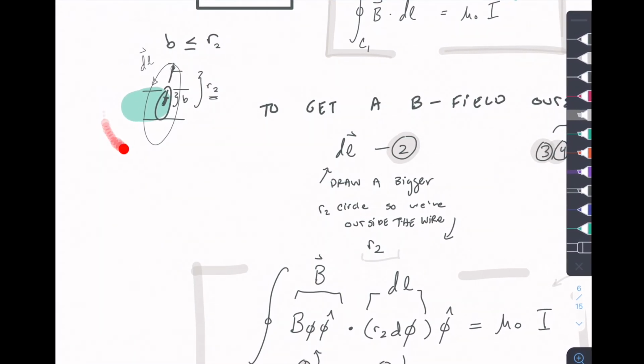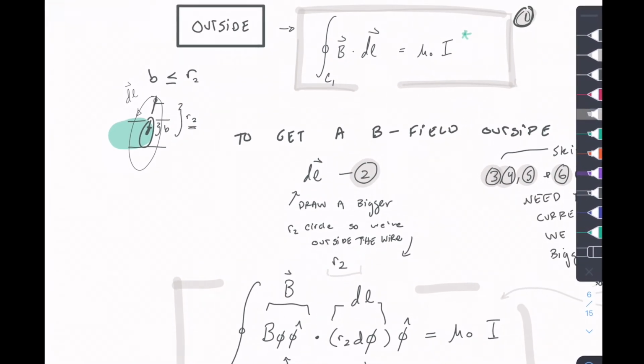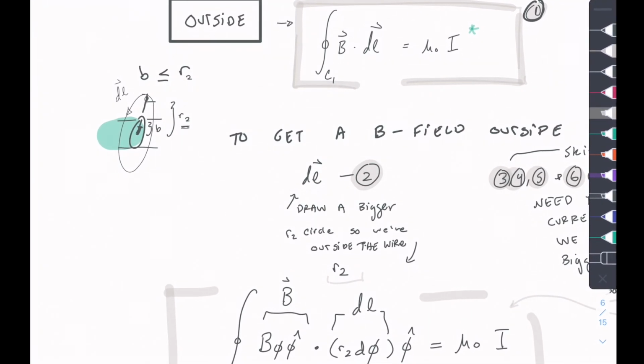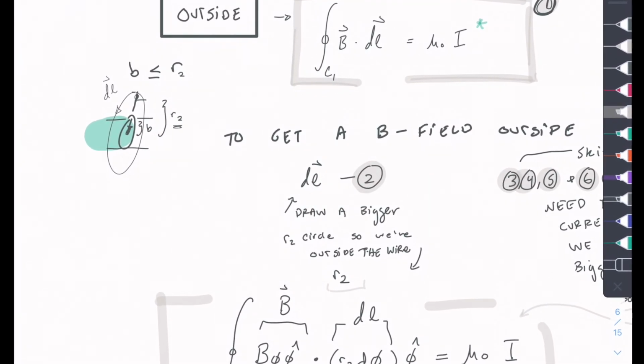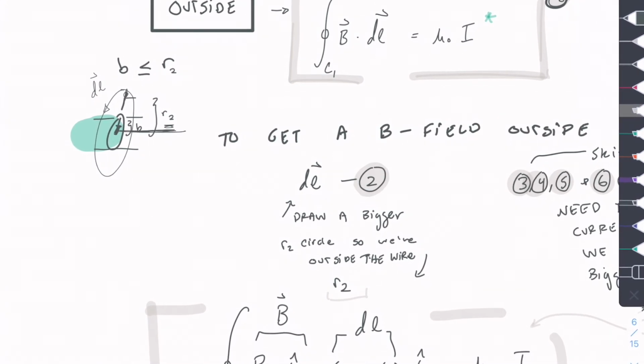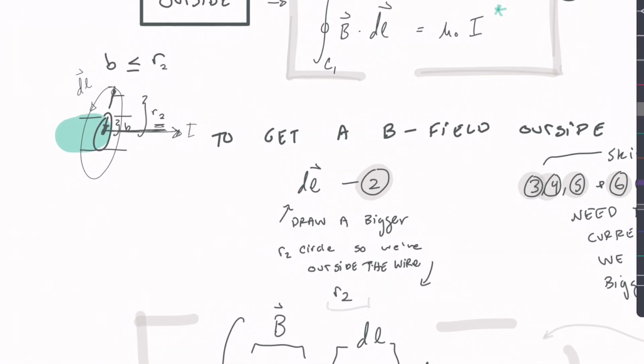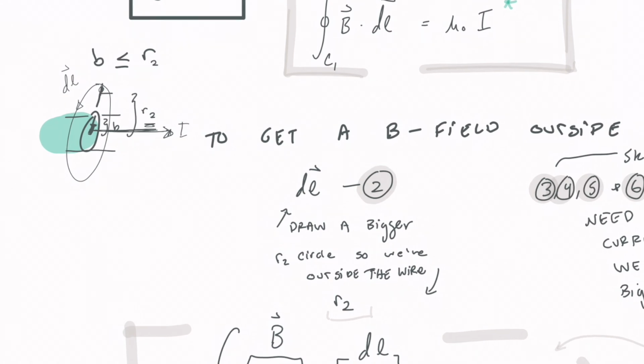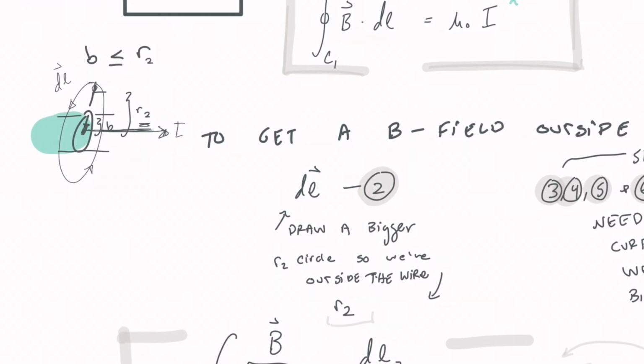Just a quick note that dl direction was right the first time. I don't know why I corrected that, but anyway, so thumb in the direction of current. So if current is going this way, your thumb is this way. So this would be like I, and then your fingers are wrapping around. So dl is going around that way. So right the first time.